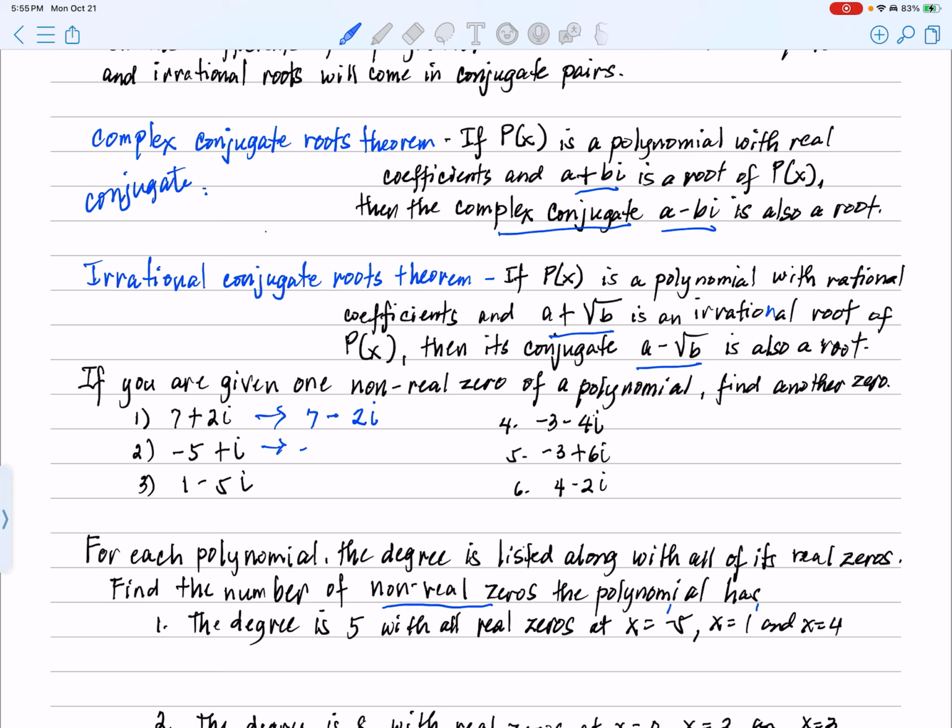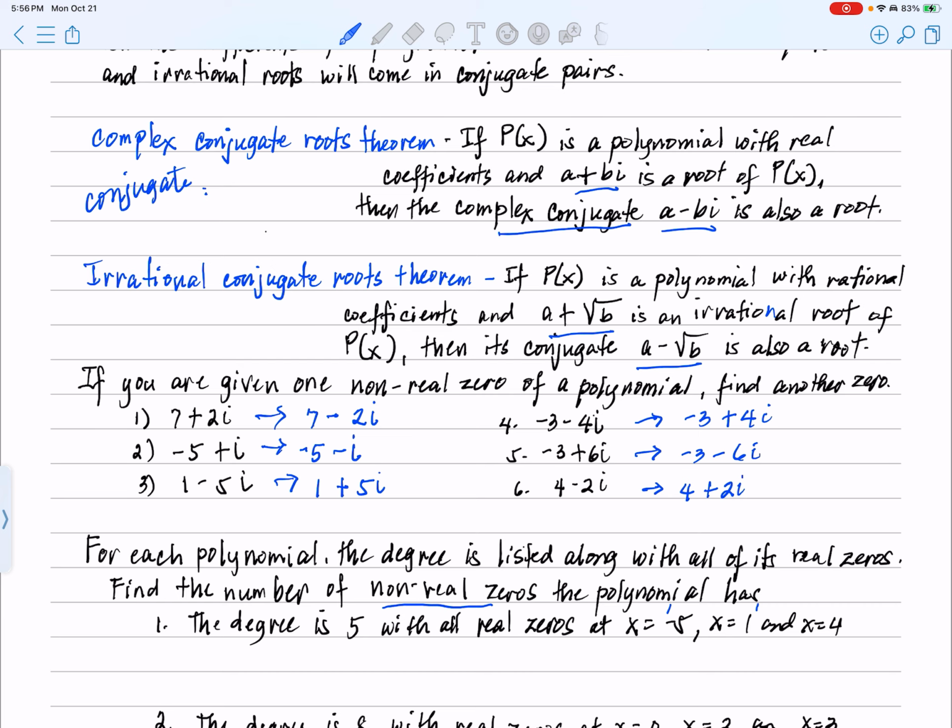So here is the same thing. It will be 5 minus i. 1 minus 5i will become 1 plus 5i. Then negative 3 minus 4i will become negative 3 plus 4i. Then we have negative 3 minus 6i, and we have 4 plus 2i.